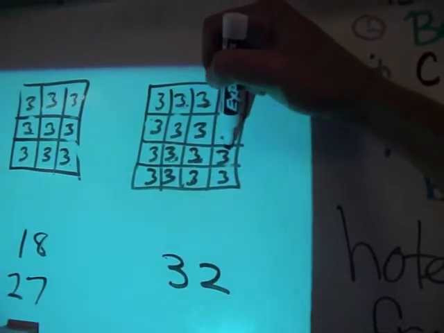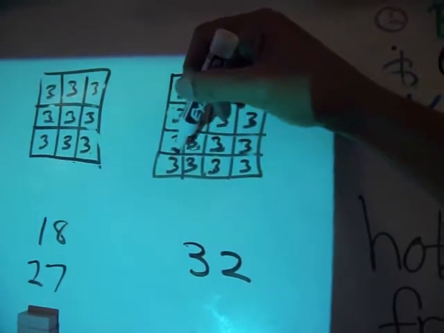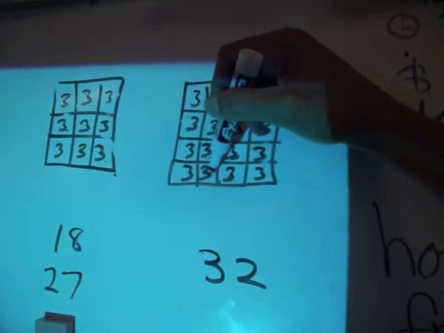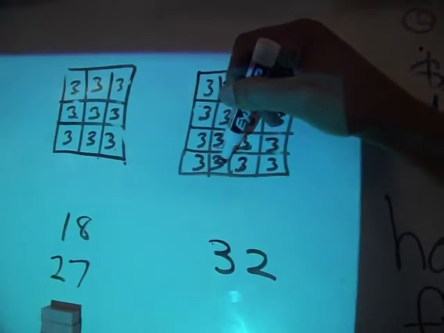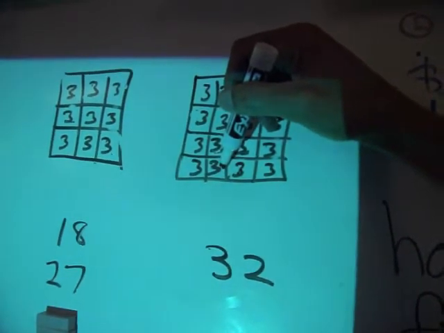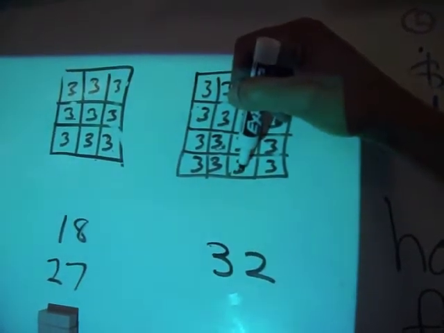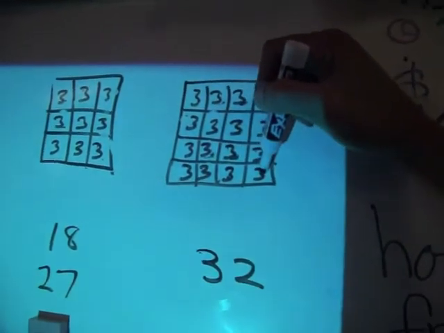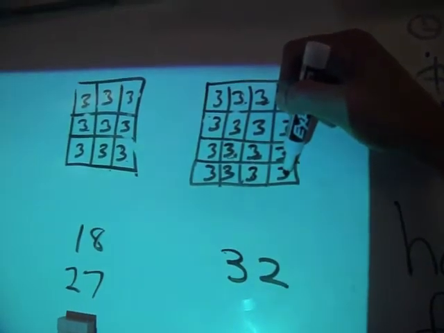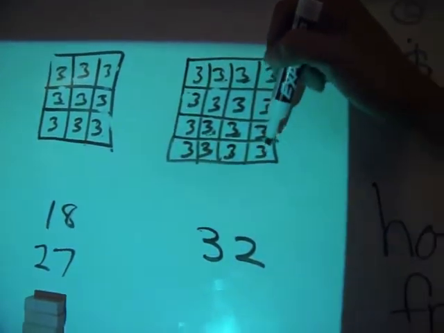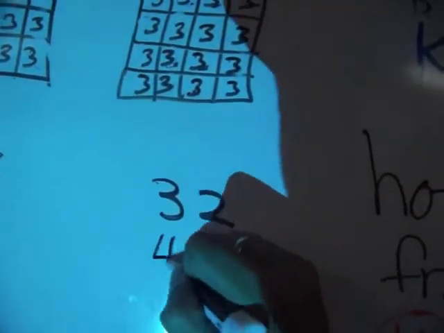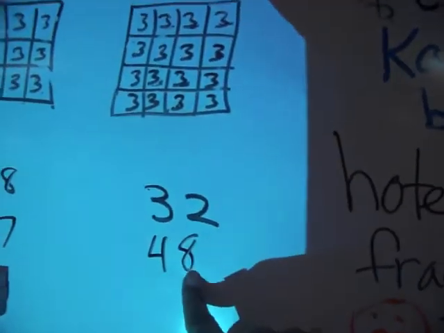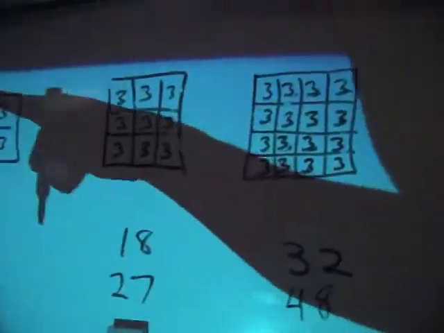33, 36, 39, 42. What's 42 and 3 more? 45. 48. 48. Victory dances going on out there. 48.